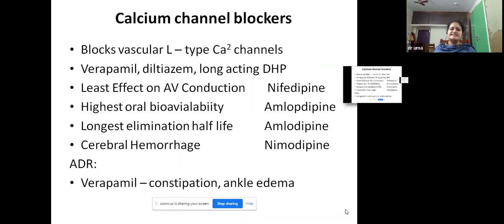The drug which has the least effect on AV conduction is nifedipine, and the one which has the longest half-life and highest oral bioavailability is amlodipine. The drug which prevents vasospasm and is used in cerebral hemorrhages is nimodipine, because it is cerebroprotective. As an adverse drug reaction, verapamil produces constipation and ankle edema.